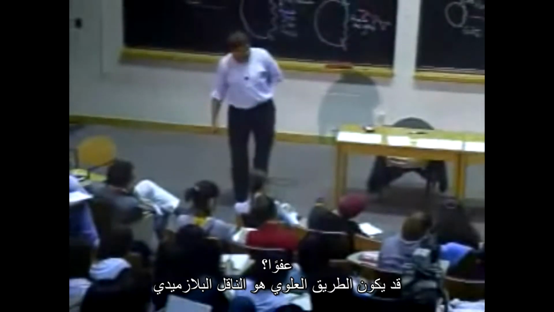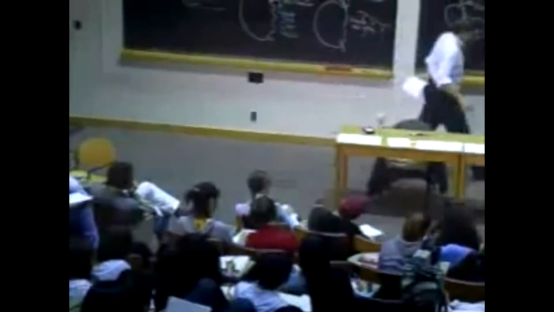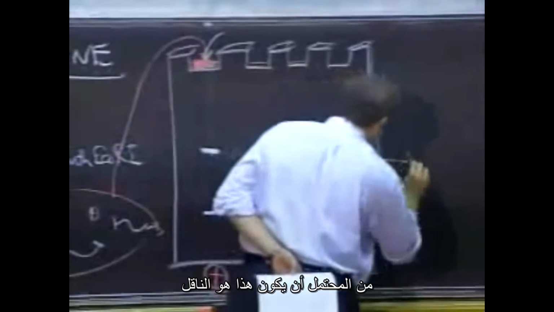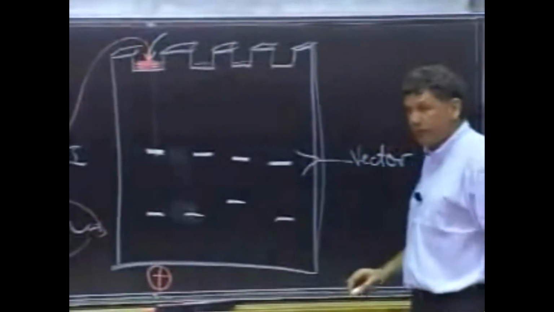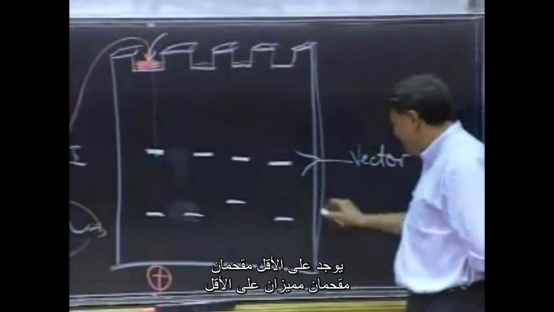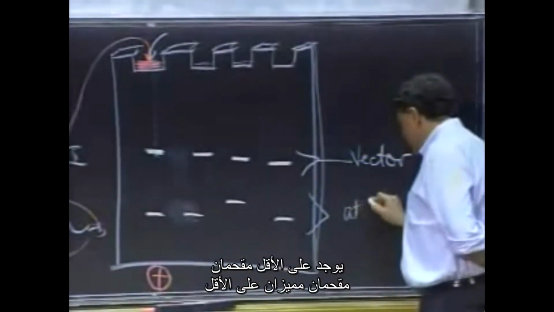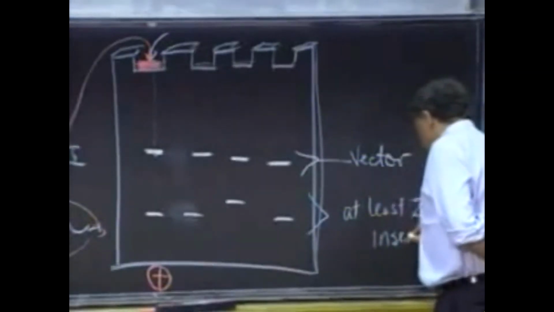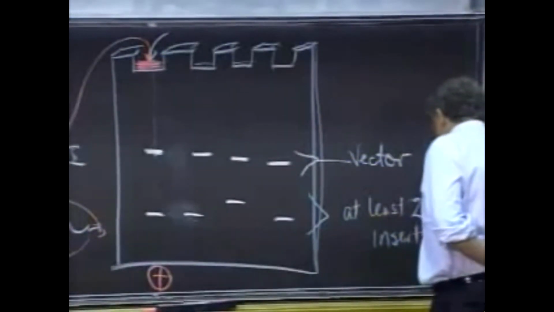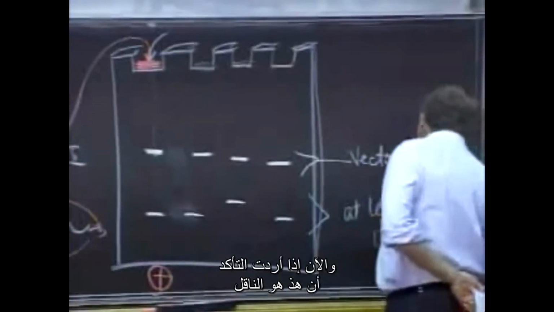Top row's probably the plasmid vector. This is probably the vector. And what do I know about the inserts? At least 2 distinct inserts.